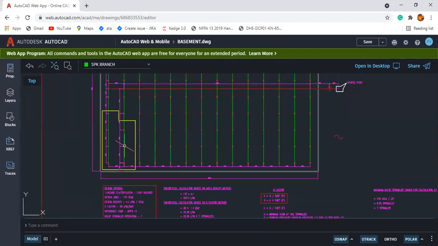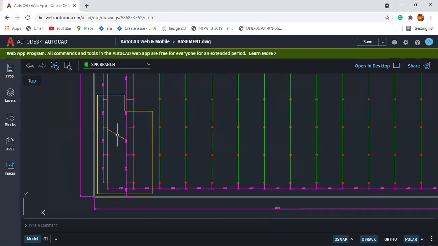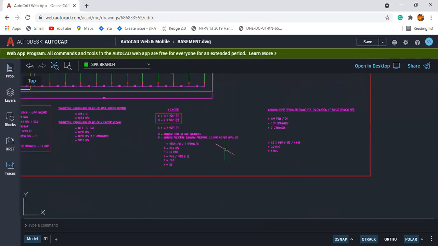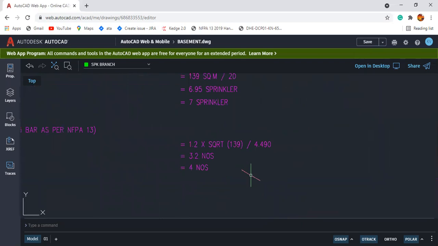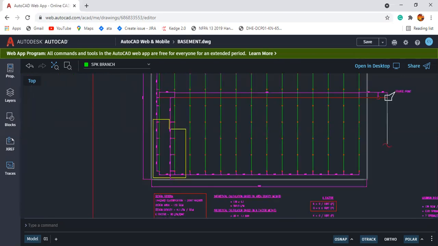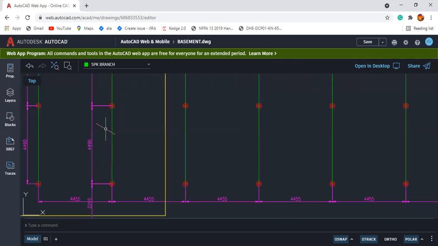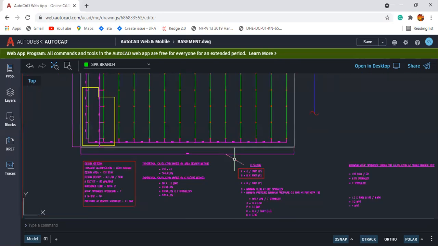So prior to finishing this one, we need to keep in mind one limitation from NFPA 13. What is the limitation? Here one formula is there. This formula is actually to limit the number of sprinklers taken from the branch lines. The formula is 1.2 times the square root of design area divided by S, where S is the sprinkler to sprinkler distance on the branch line.